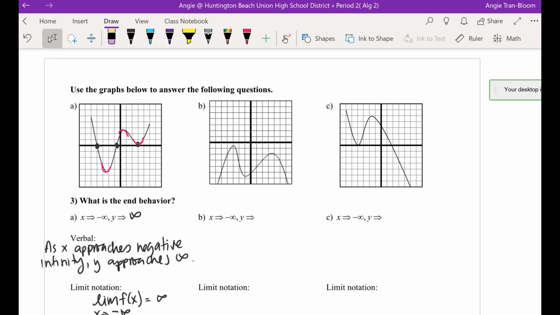No, we are not pretending such a. This does not touch at all. Okay? This one does not touch the x-axis at all.